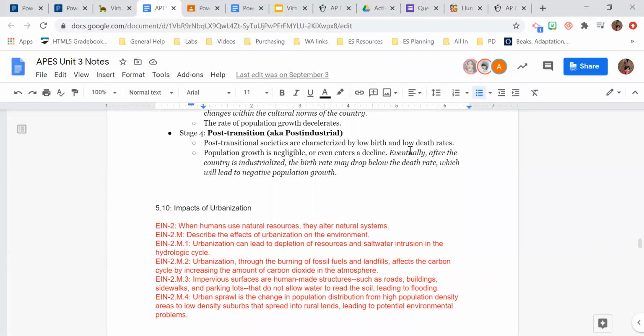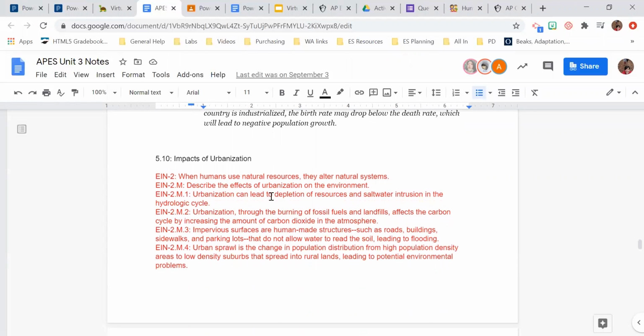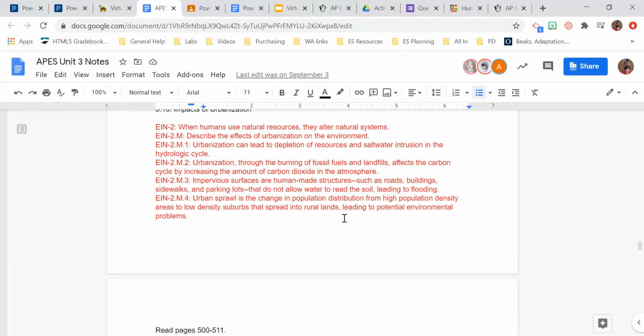All right, so eventually after a country is industrialized, the birth rate may drop below the death rate, which can lead to negative population growth. Usually the birth rate doesn't go so low that we have very, very low growth. It's just going to be kind of lower. All right, so that is the end of Unit 3.